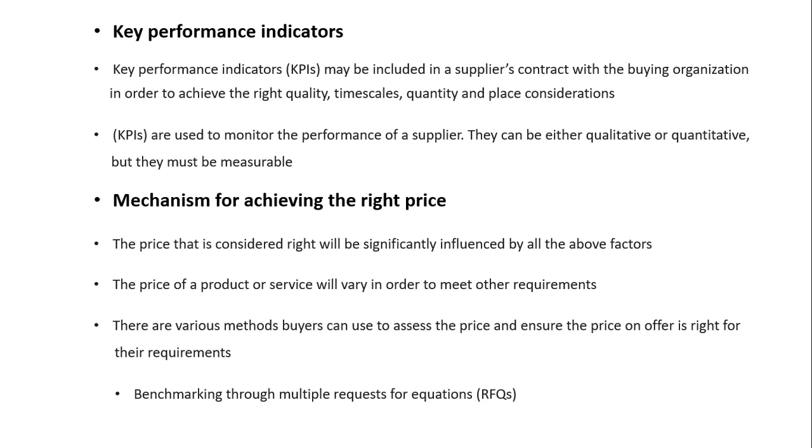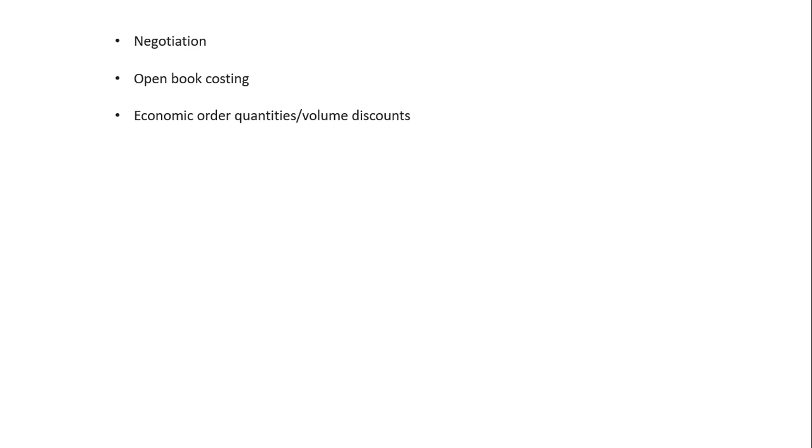Mechanism for achieving the right price. The price that is considered right will be significantly influenced by all the above factors. The price of a product or service will vary in order to meet other requirements. There are various methods buyers can use to assess the price and ensure the price on offer is right for their requirements. Benchmarking through multiple requests for quotations, RFQs. Negotiation, open book costing. Economic order quantities, volume discounts.